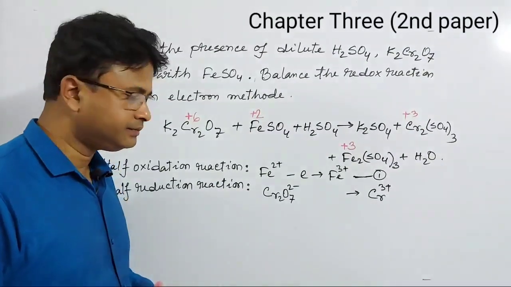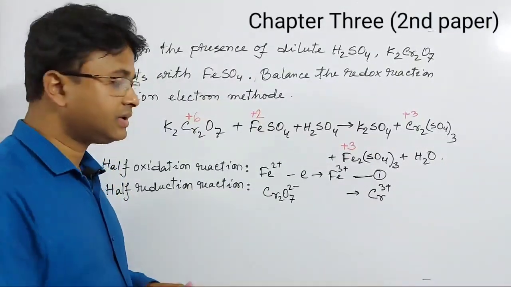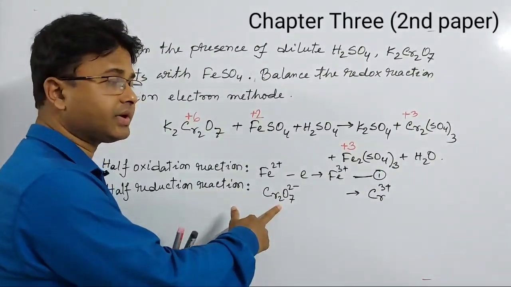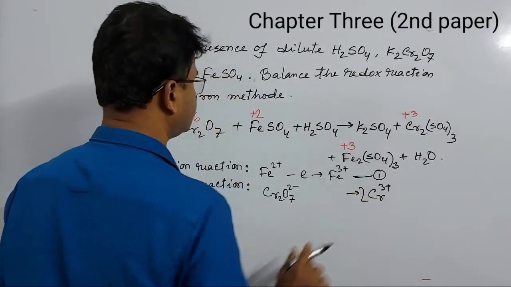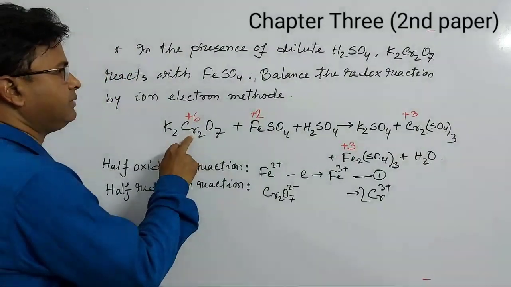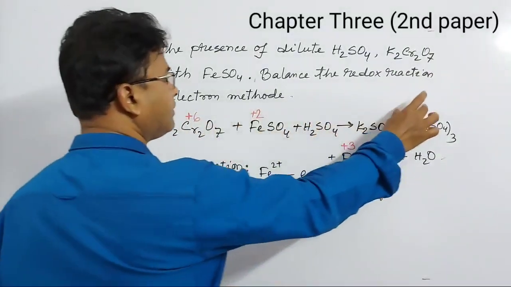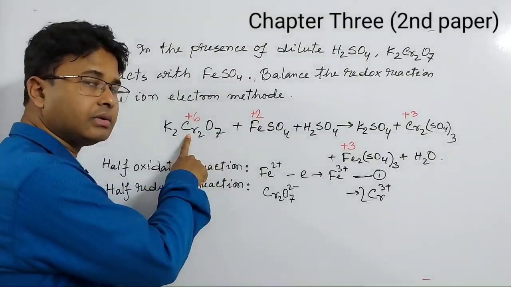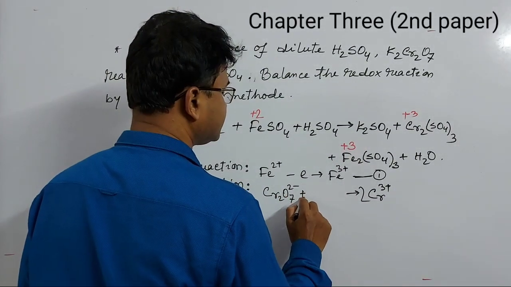Students, if you observe this half reaction, you will see that there are two chlorine atoms at the left side. So to make it balance, I have to write here +2. And here the chromium, the oxidation number of chromium is decreased from +6 to +3 by accepting 3 electrons. So one chromium accepts 3 electrons, 2 chromium accepts 6 electrons.